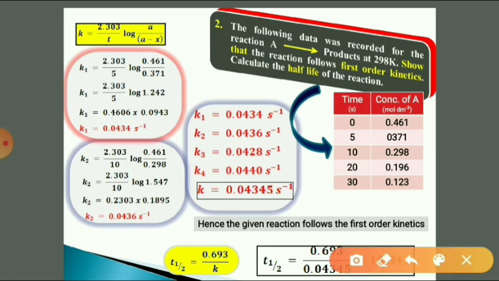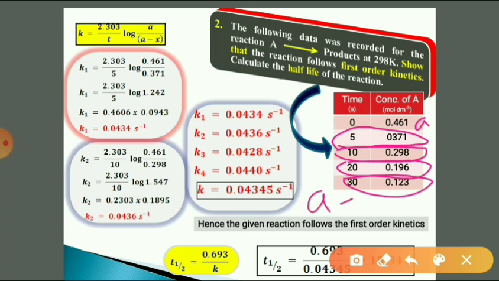calculate the value of k for each set. These are the four different sets. In the given equation, there is small a and a minus x. This is small a, and the rest of these values are a minus x. These are the variables that we have to use in the given equation.